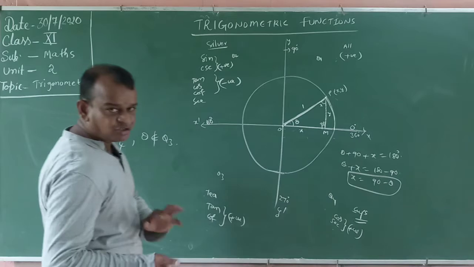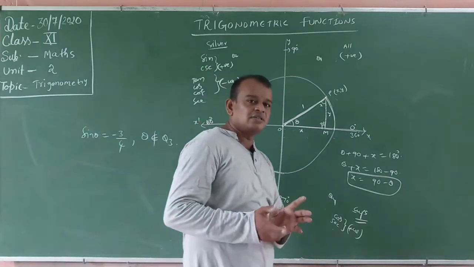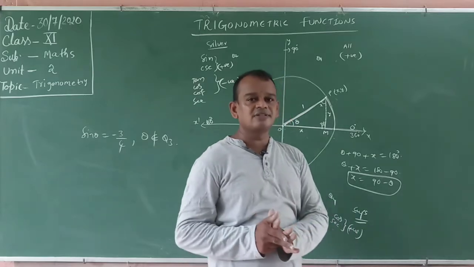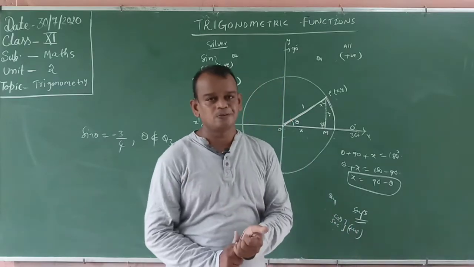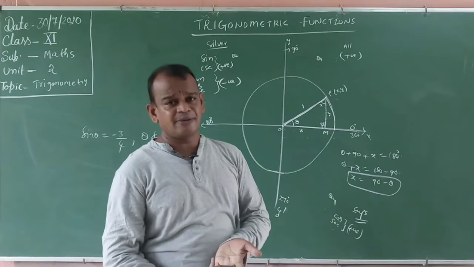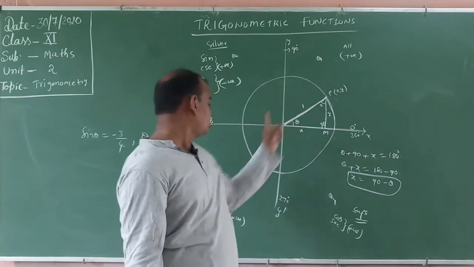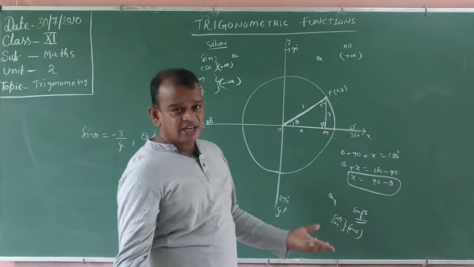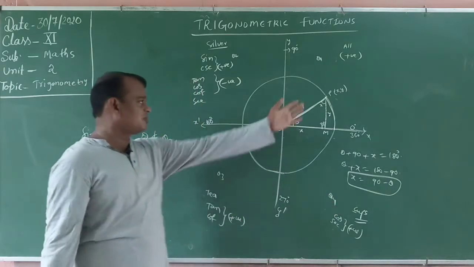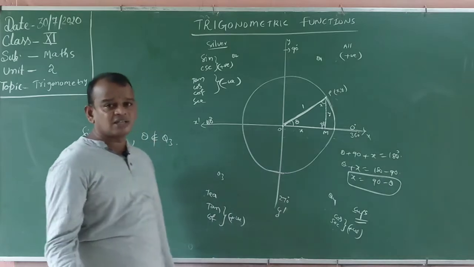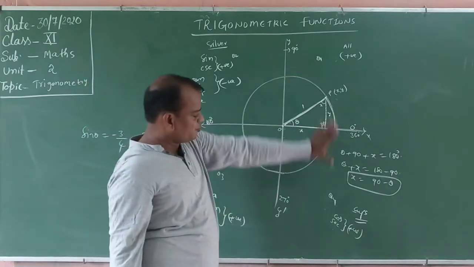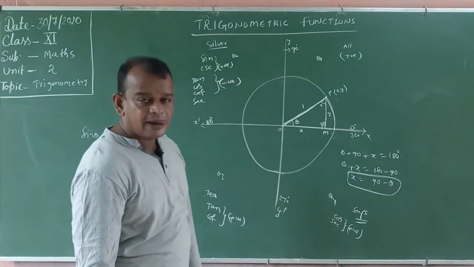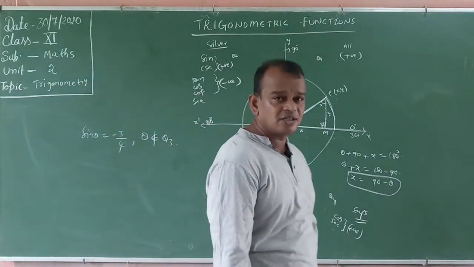Every trigonometric ratio is positive in two quadrants. The remaining two quadrants must be negative. Take tan, for suppose. Tan is positive in the first and third, so these two must be negative. Tan positive means automatically cot, its reciprocal, is positive in first and third. For suppose cos: cos is positive in first and fourth, and these two are negative. Dear student, understood or not?